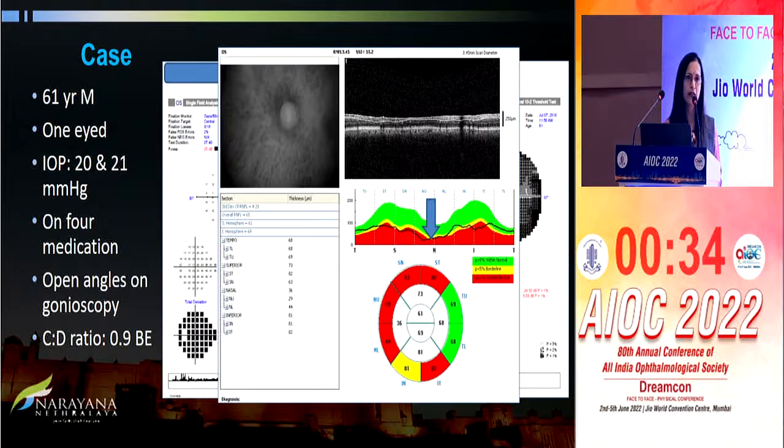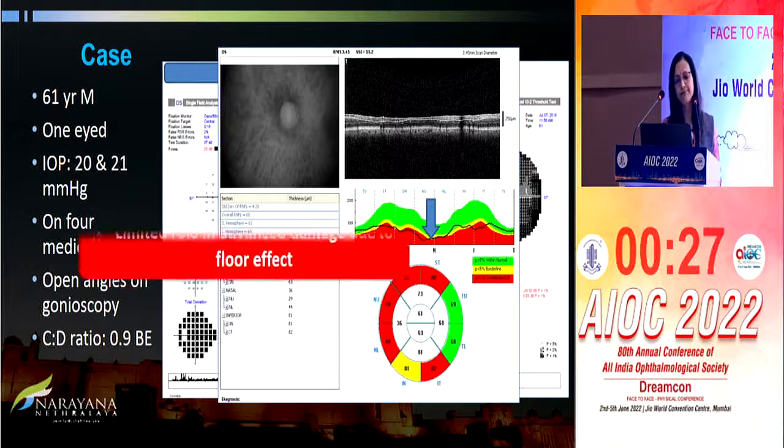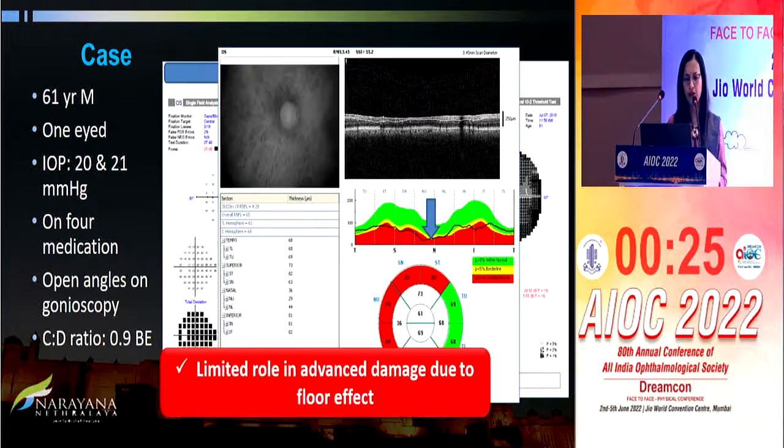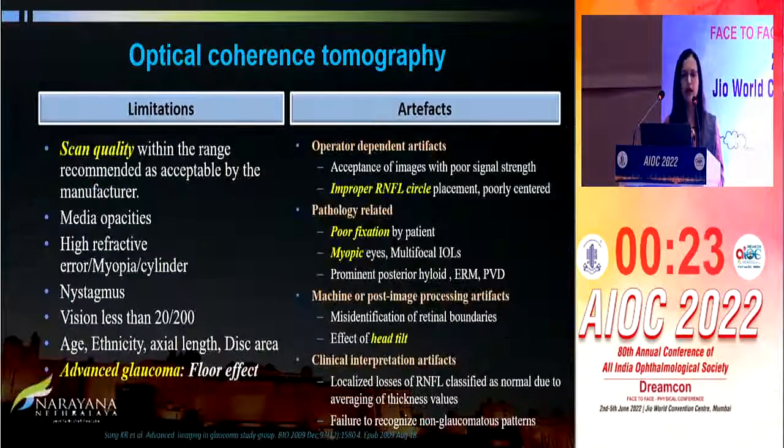So there is where the OCT or RNFL would have a limited role in following up these patients for progression. So you have to be careful when you're monitoring a patient with advanced glaucoma. We need to understand the limitations and artifacts that can happen. There can be operator-dependent artifacts.